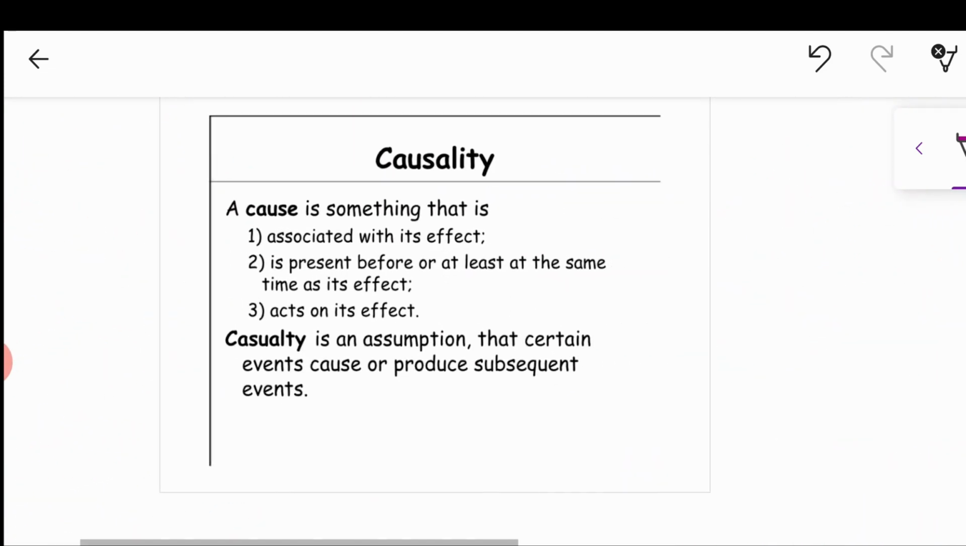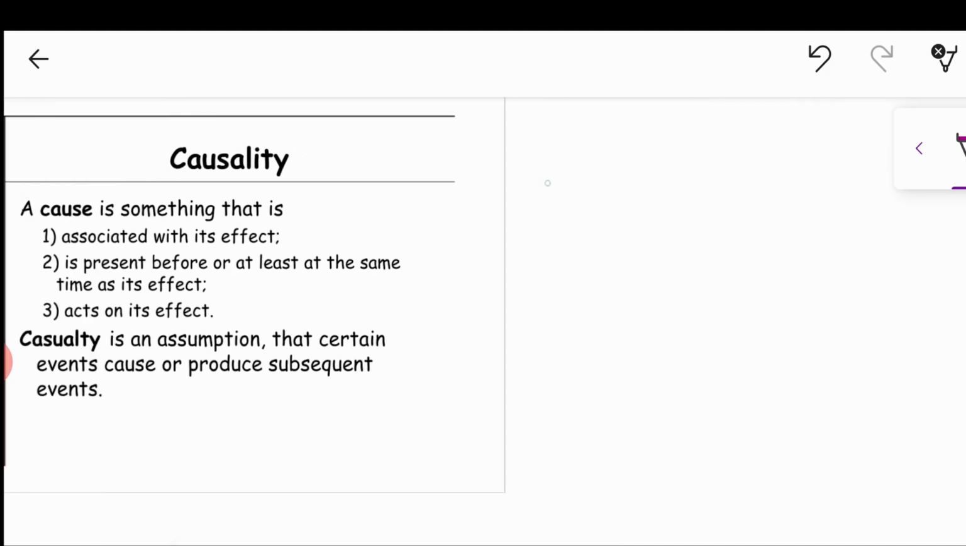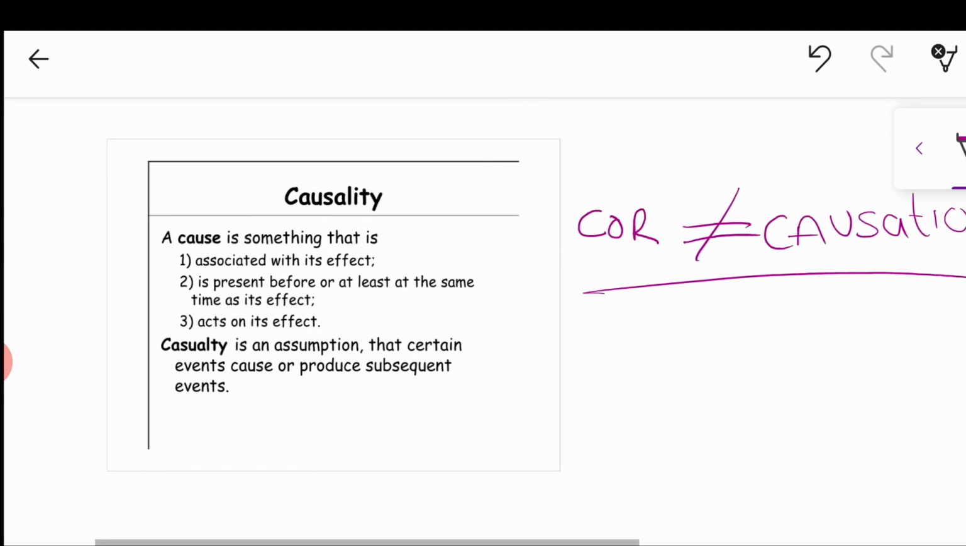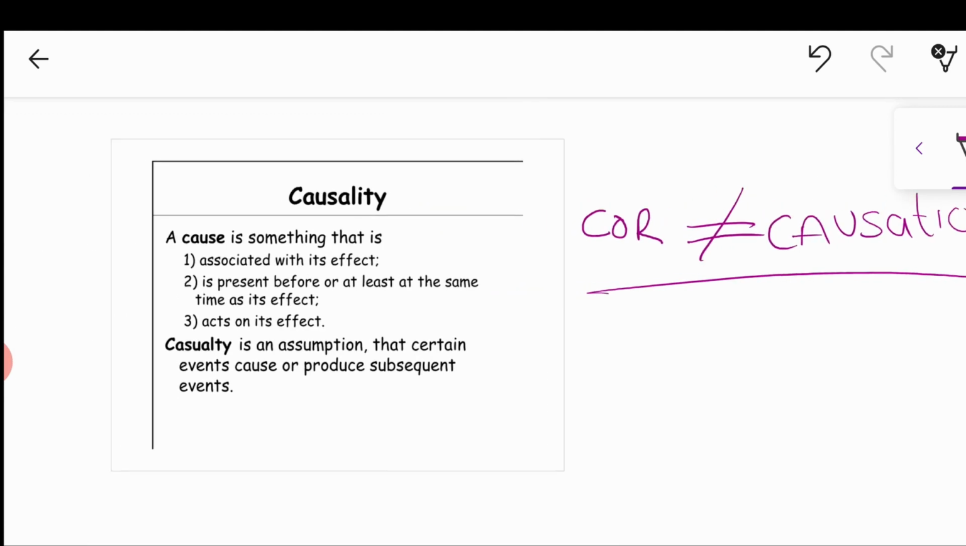Now something a little less complicated than that. Causality. You all must have heard the idea that correlation is not causation. I just want you to keep this in mind. We'll get back to that.